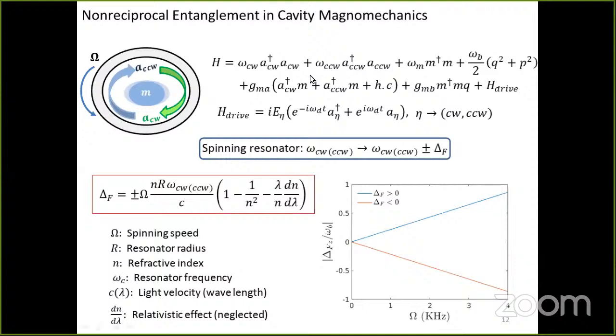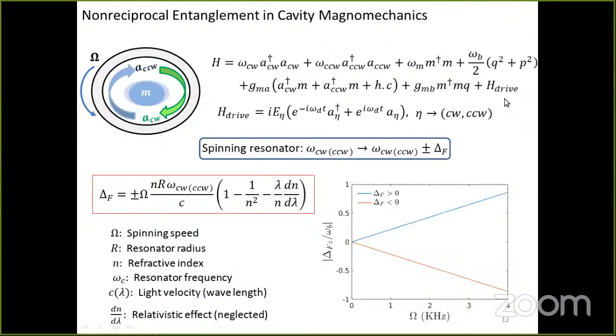So the first line of the Hamiltonian gives you the energy of these intrinsic modes. This is the energy of the clockwise photonic mode, this is the counterclockwise photonic mode, this is the magnon energy, and this is the energy of the phononic mode. And this gives you the coupling. This is the coupling between the magnon and photons, and this is the coupling between the magnons and phonons.